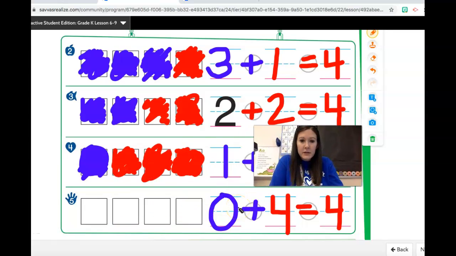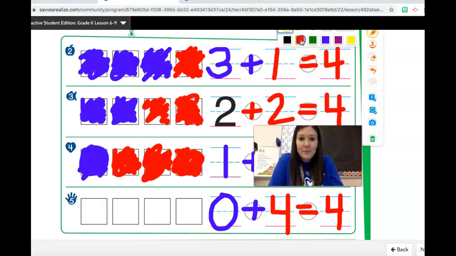Look at this equation. 0 plus 4 equals 4. Let's color the blocks to match. What will the blue part be? 0. So no blues. And that makes sense. Look. 3 blues, 2 blues, 1 blue, 0 blues.